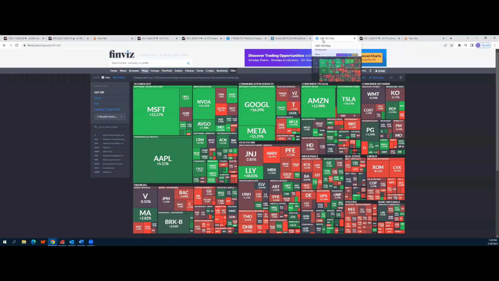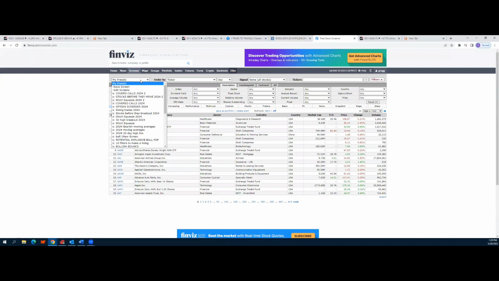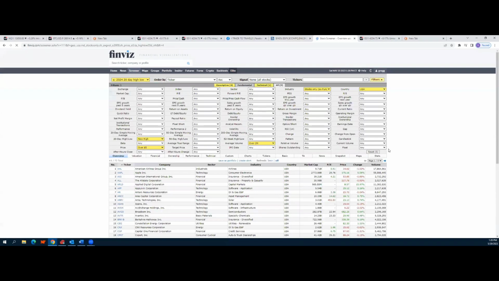So let's go to FinViz, to the screener tool. I have my presets in here, and I'm going to look at my favorite screen. Again, very clear. Make sure you write this down. When we're bullish, we need to see several things.